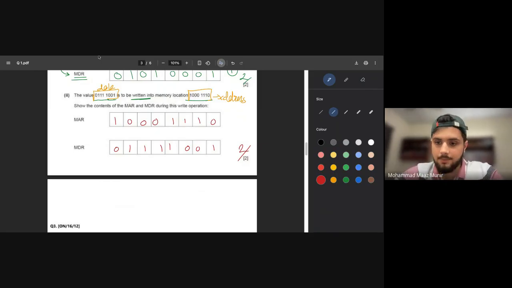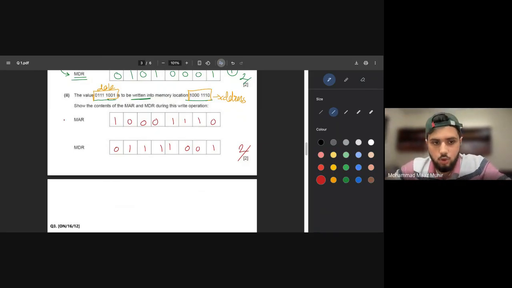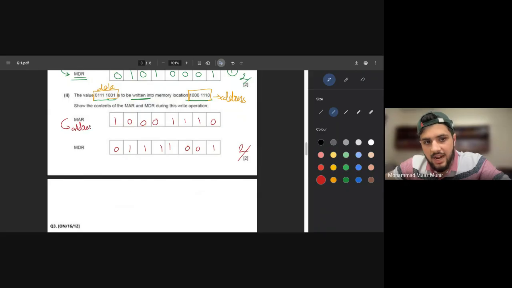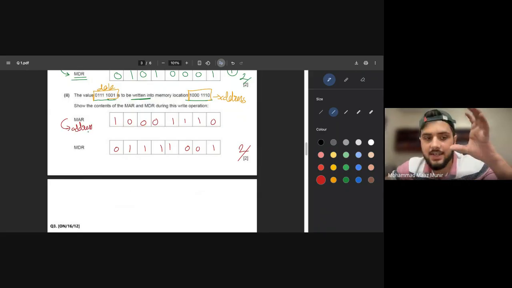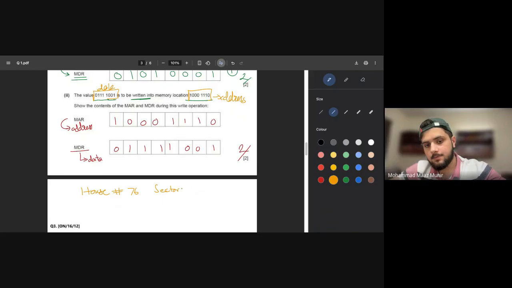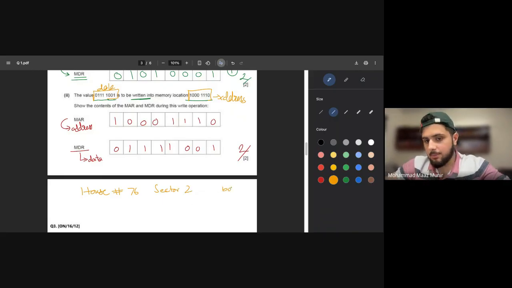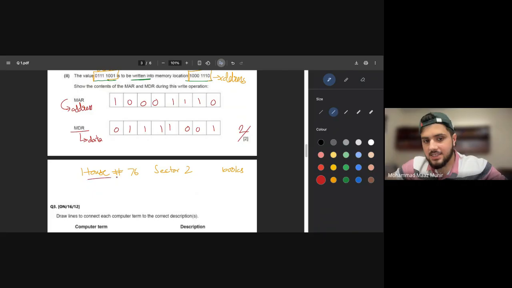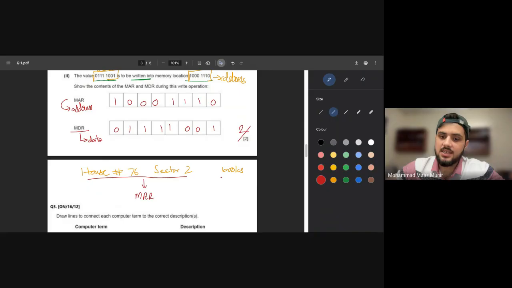So MAR stores your address. Whatever data is stored at a specific address, that's stored in your MDR. So if I say that you need to go to house number 76 in, let's say, sector 2, and pick up books from there, the address is basically going to go into MAR. And whatever the data at that specific address is, which is books in this case, this is going to go into MDR. So your MDR basically stores the data. समझ गए?